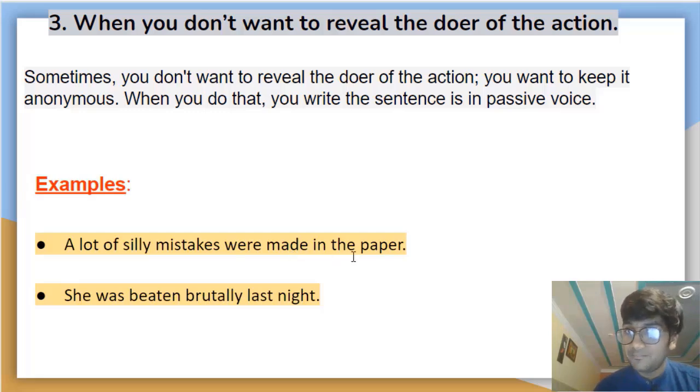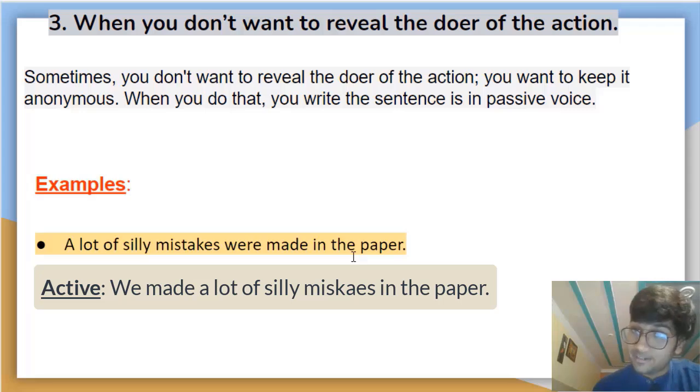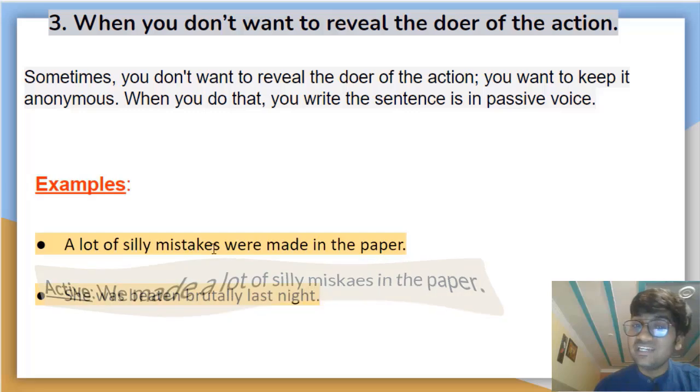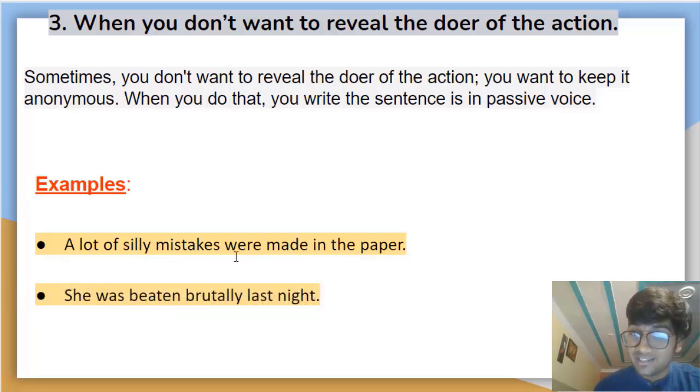I do not want to talk about, I do not want to focus on the person or the people who made these mistakes. Let's not talk about them. And that's why I have written the sentence in passive voice. I'm just talking about what they did. We are focusing on the receiver of the action, which is a lot of silly mistakes. A lot of silly mistakes followed by be, the past form of be, were. This is a plural subject, that's why we're using were. A lot of silly mistakes were made in the paper.